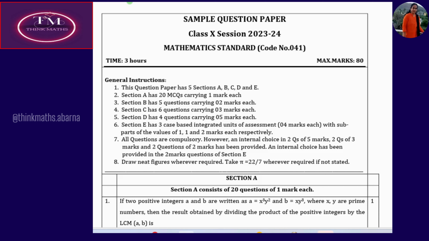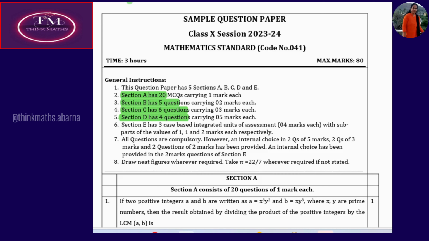We are in class 10 Maths. We are going to discuss the sample question paper. In the previous videos, we already discussed section A, 20 MCQs, section B, 5 questions carrying 2 marks, section C, 6 questions carrying 3 marks, and section D, 4 questions carrying 5 marks. Its link is given in the description. You can check the link.